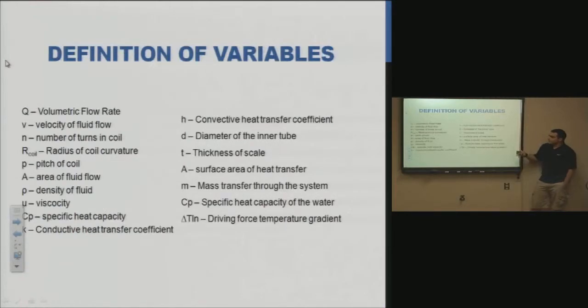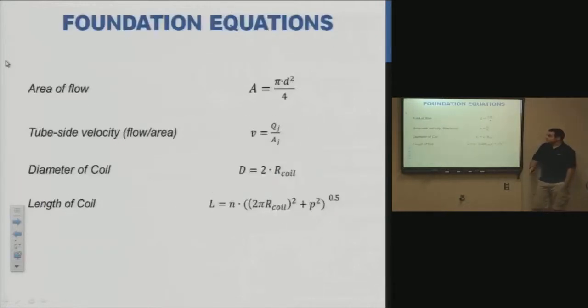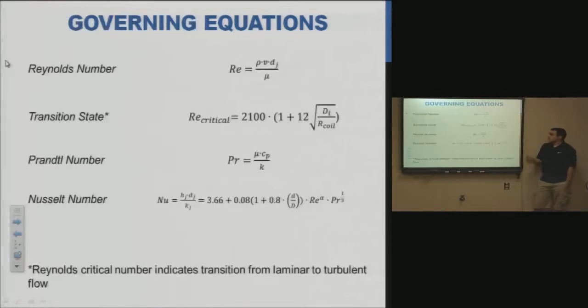So these are the definitions of variables that we used. You have to take into account all of the thermal and the fluid viscous properties in order to model this heat exchanger system. So for the foundation equations, you begin with area, flow, and tube side velocities, and just the overall diameter of our coil system. And we have to take into account the length that the fluid must travel in this system in order to better understand the fluid properties. So here are our governing equations.